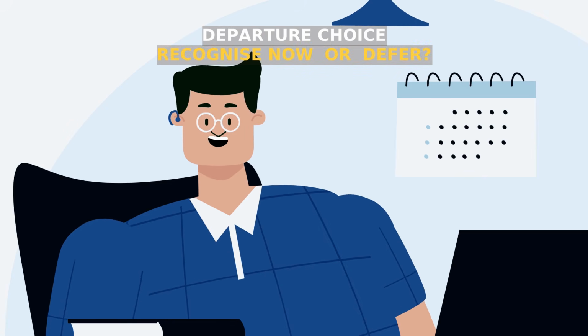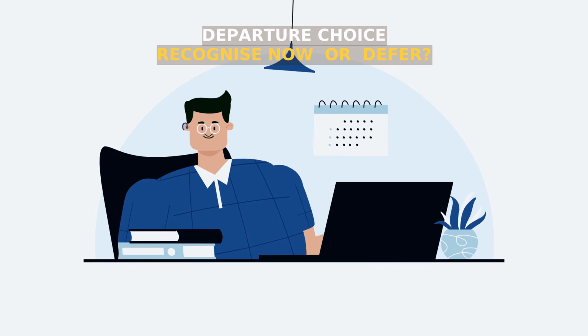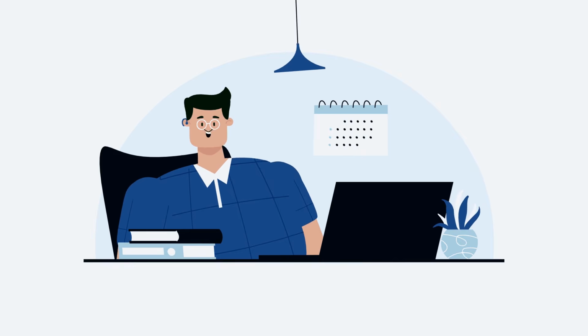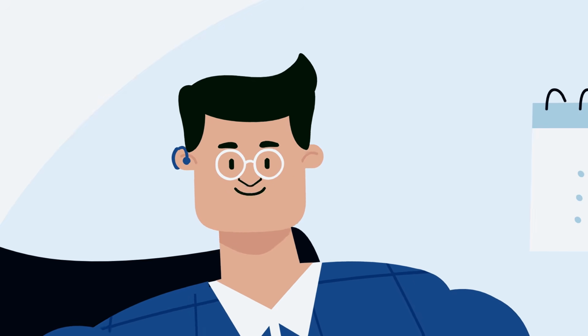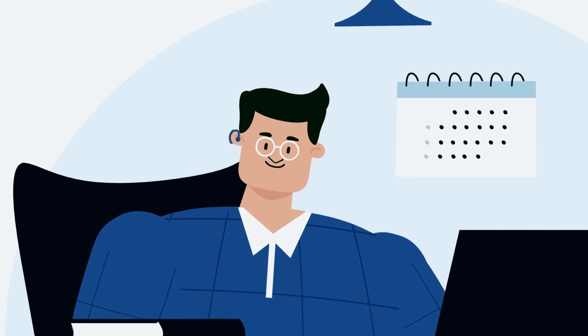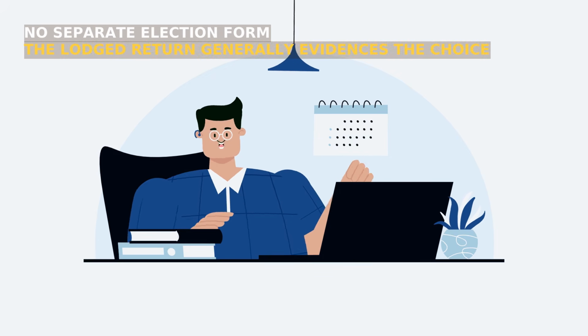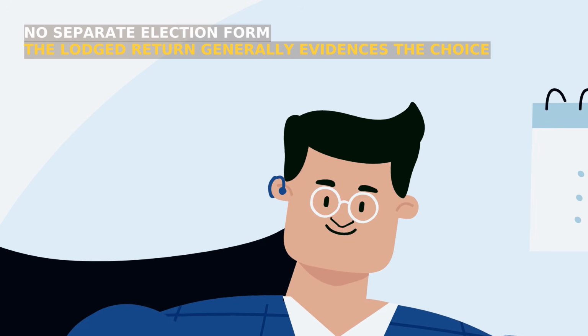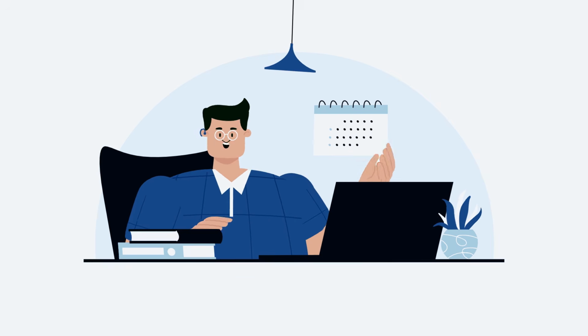An individual can elect to disregard the deemed gains and losses from CGT Event I1, which defers rather than necessarily eliminates tax. That choice generally applies to all assets covered by the event, not individual assets. There is generally no separate election form. How you prepare and lodge your departure year tax return usually indicates the choice. Including deemed gains shows recognition of Event I1. Excluding them generally indicates choosing deferral.